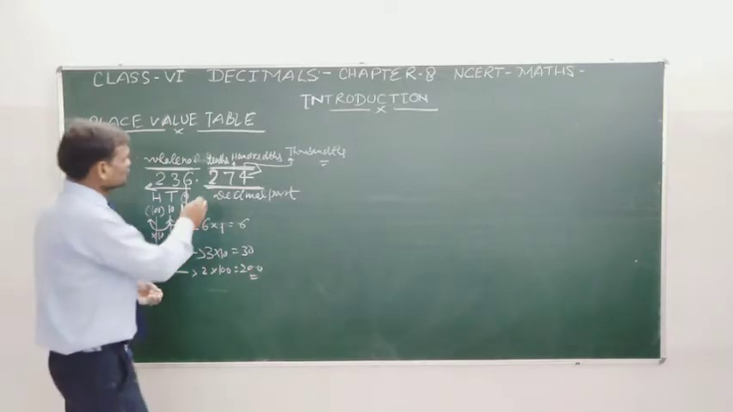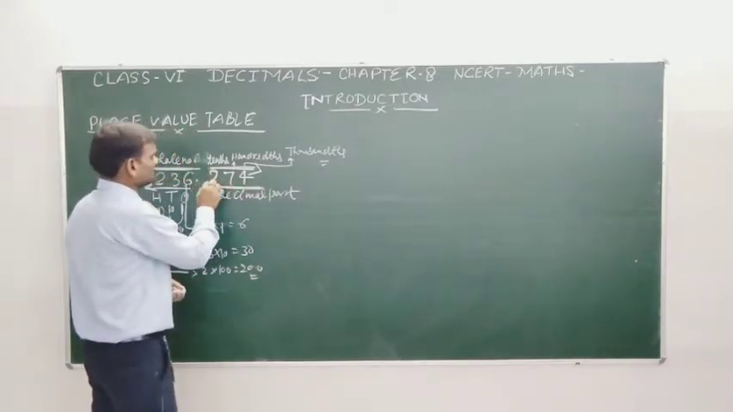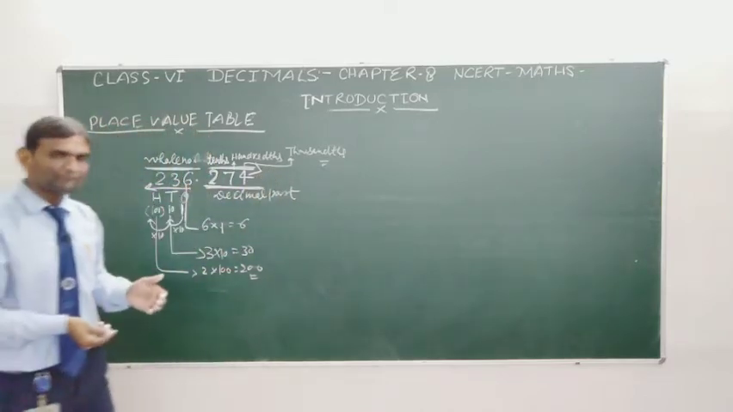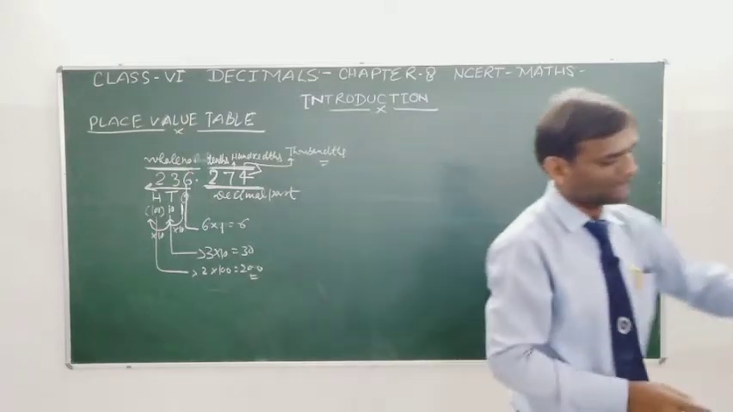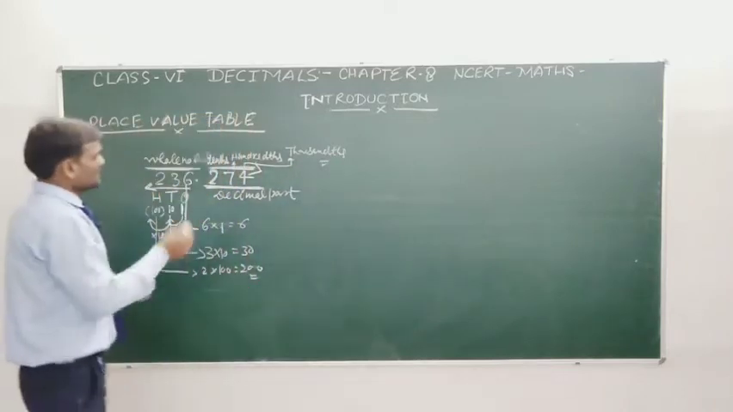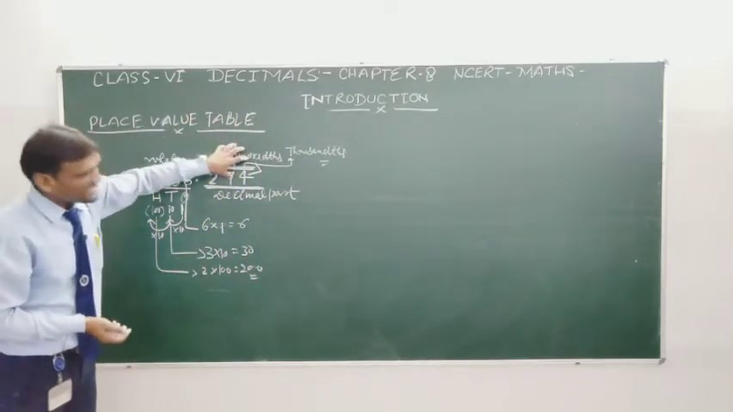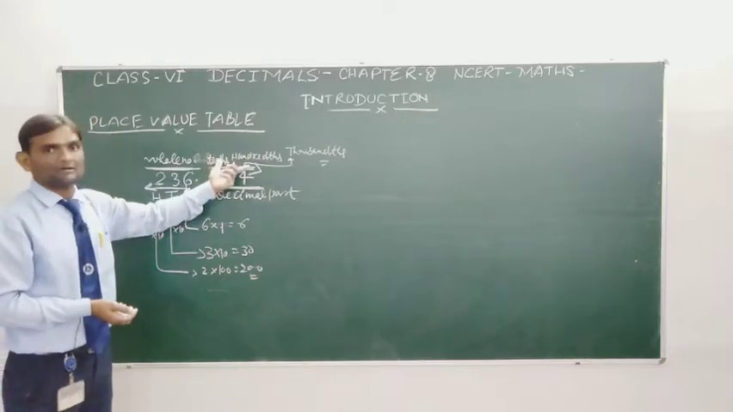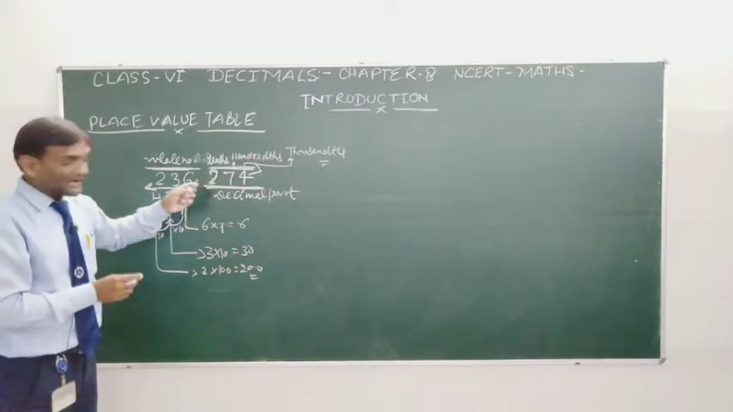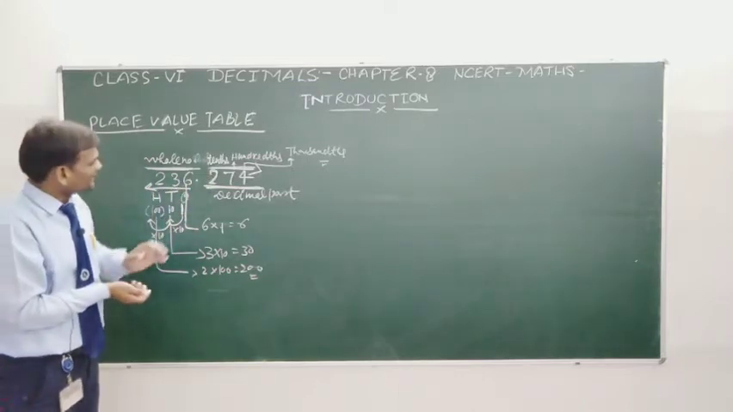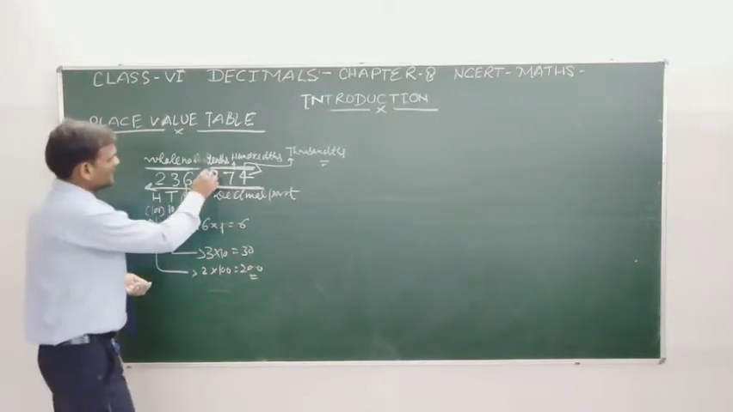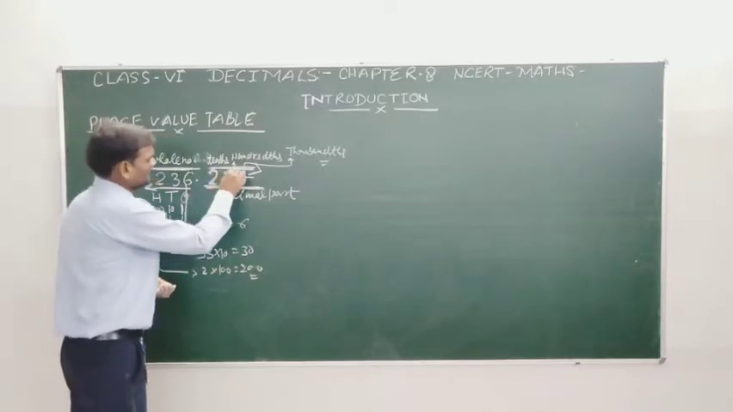We do not need to study till the 4th or 5th place after the decimal point in class 6. So student, now you have decided the place names of the fractional part. Now we find out the place value of the digits which come in the fractional part. What will the place value be?